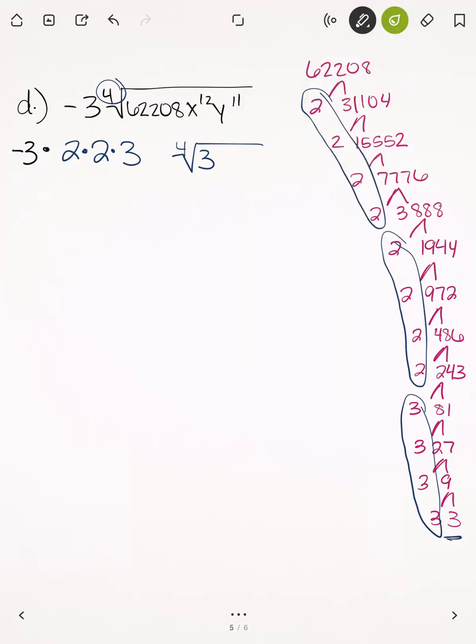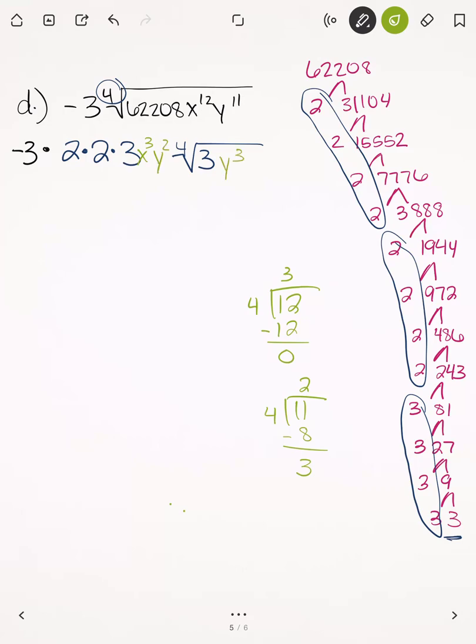Now I'm going to go to my variables. Again, I take my exponent. I divide it by my index number. 4 goes into 12 3 times evenly, which gives me 12 and no remainder. So I get an x cubed to leave. When we go to 11, 4 goes into 11 2 times evenly, which is 8. I have a remainder of 3, so I get a y squared that gets to leave, but y cubed has to stay in.